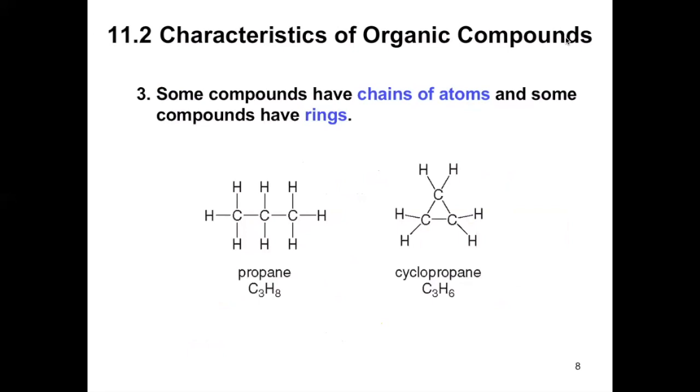So in this example, the propane and cyclopropane, both of them are 3 carbon-containing compounds. So they have 3 carbon atoms, pero they differ in terms of their structure. Yung propane is linear, and then yung cyclopropane naman ay merong ring. Okay, or cyclic alkane.